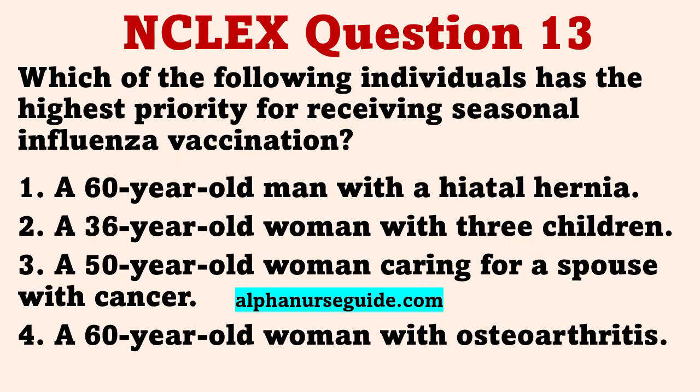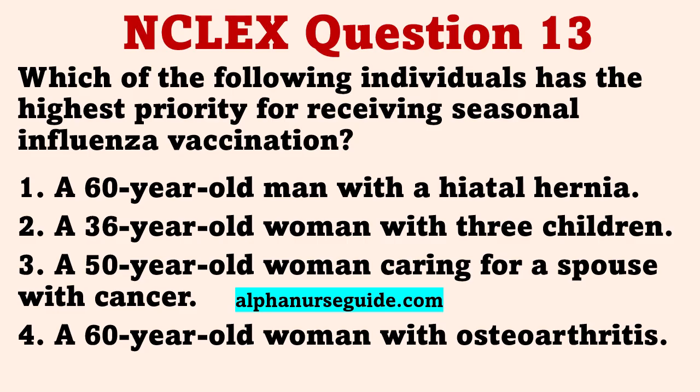Which of the following individuals has the highest priority for receiving seasonal influenza vaccination? 1. A 60-year-old man with a hiatal hernia. 2. A 36-year-old woman with 3 children. 3. A 50-year-old woman caring for a spouse with cancer. 4. A 60-year-old woman with osteoarthritis. The correct answer is 3.